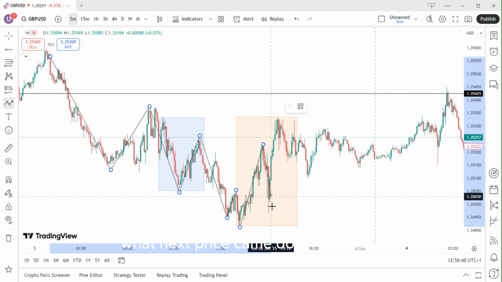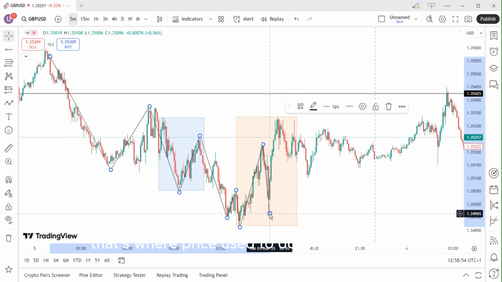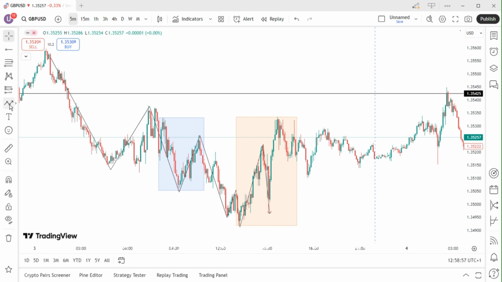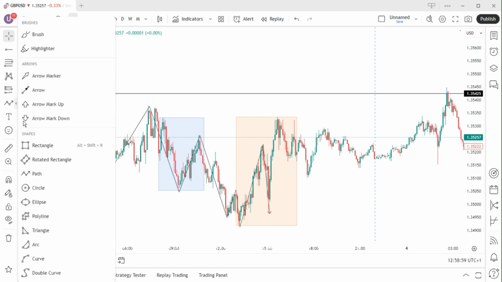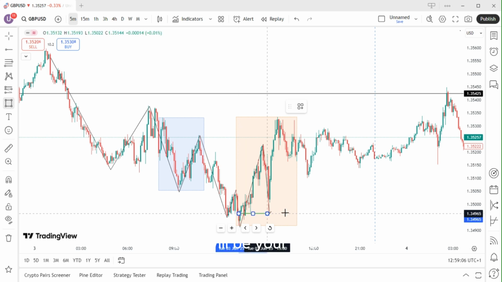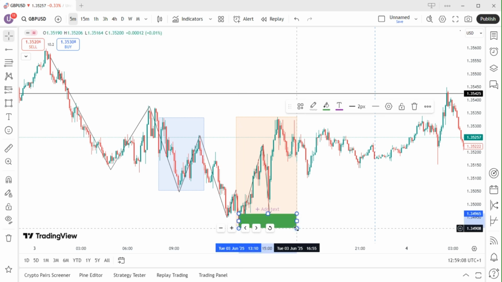Price came down at where? At this bullish order block. That's where price used to do what? To reverse. Okay. So let's highlight that bullish order block and check how many pips this will give you. So this is the bullish order block. That can be your entry. This is the bullish order block.